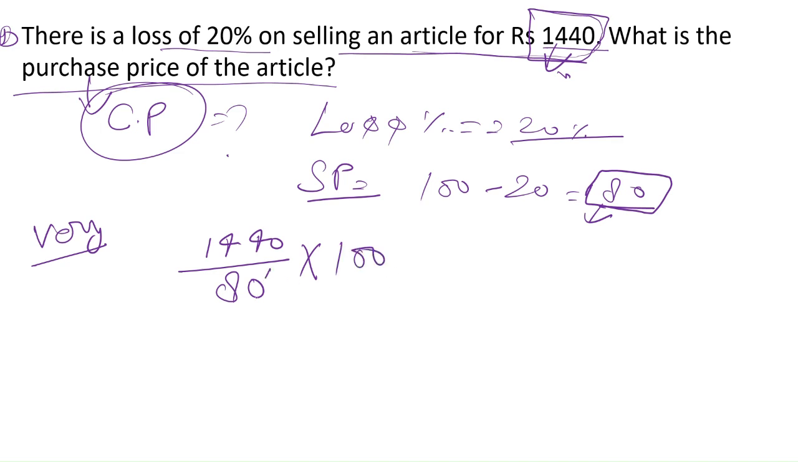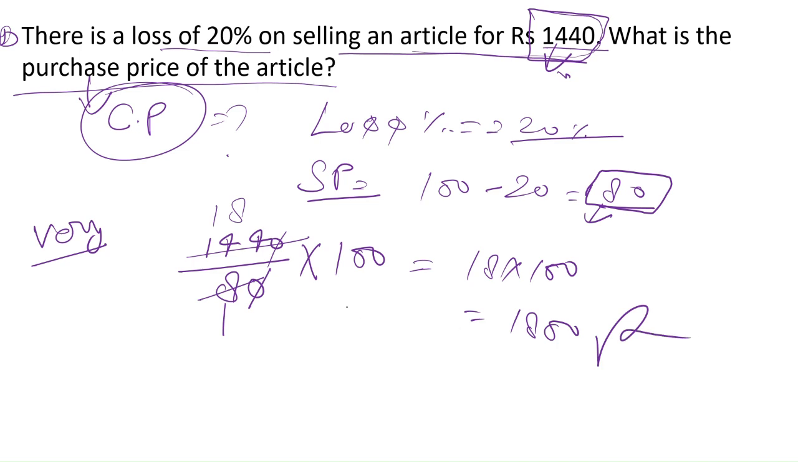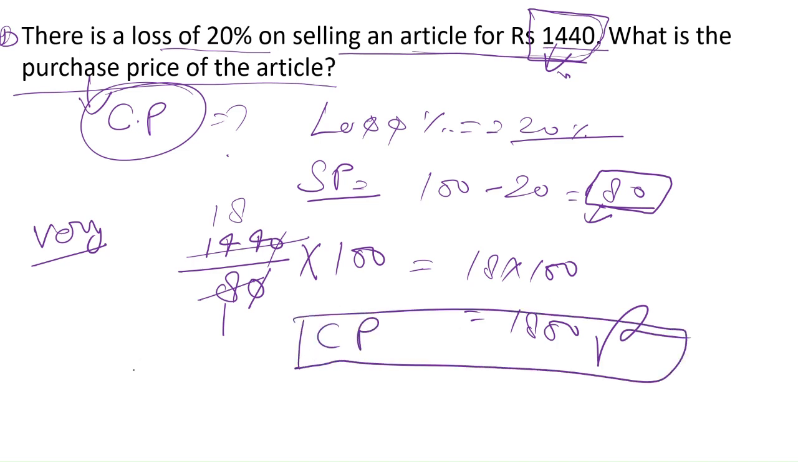Okay, now 0 cancels out, and 8 times 18 is 144. Now 18 multiplied by 100, 1800 is the answer, cost price. Okay.